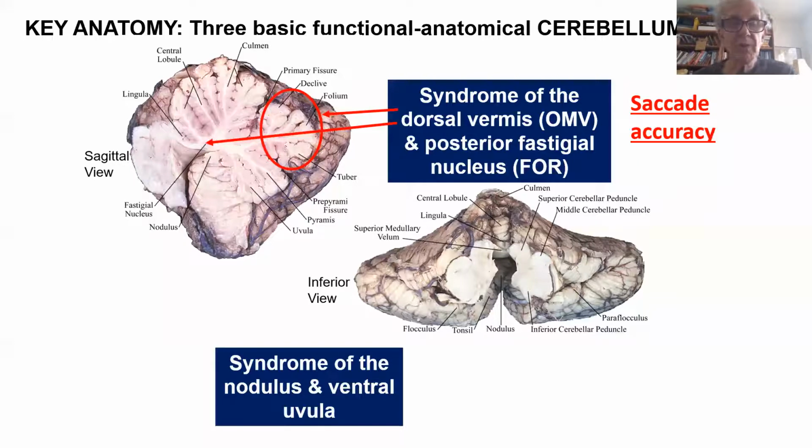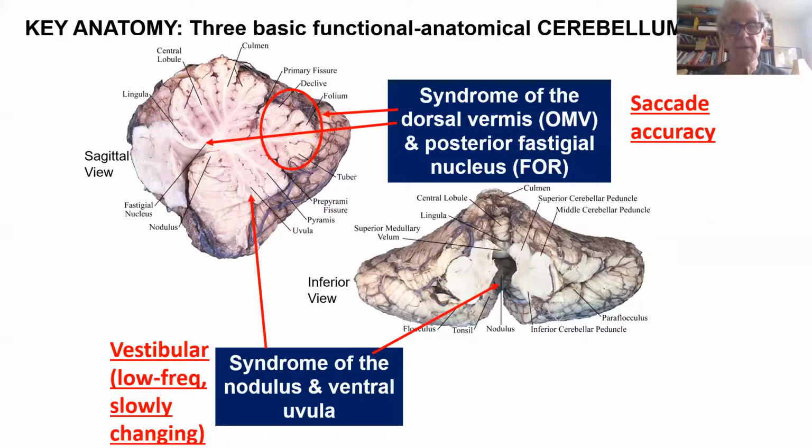Then we have the syndrome of the nodulus and ventral uvula. These are parts of the old vestibular cerebellum. We're not going to talk about that too much today, but these people have problems with slowly changing vestibular responses. We see things like positional nystagmus, central positional nystagmus. We see periodic alternating nystagmus, PAN, with lesions here.